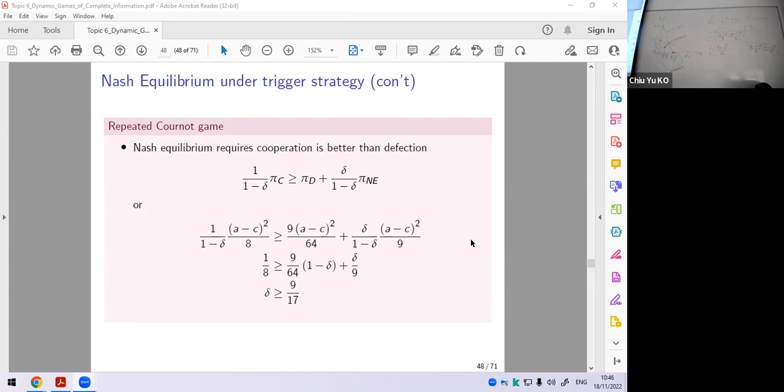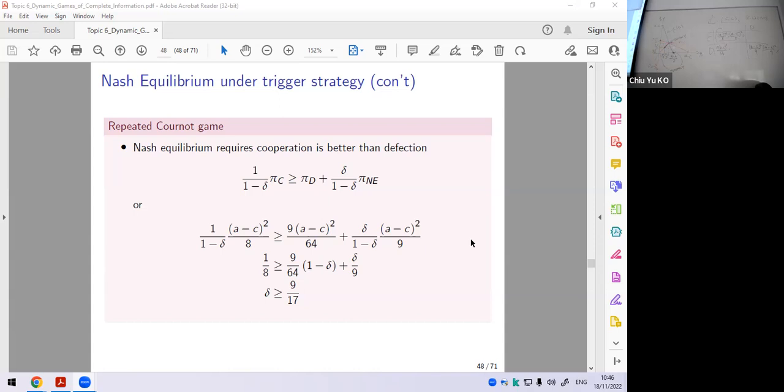If delta is 0, what do you expect? What's the outcome? Yes, DD, right? So if delta is 0, it's here. And here is the outcome where delta is bigger than 9/17. So if you get lower delta, you move increasingly along this line.